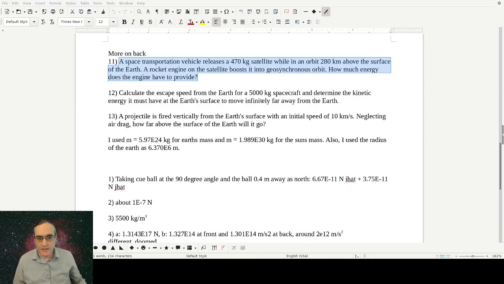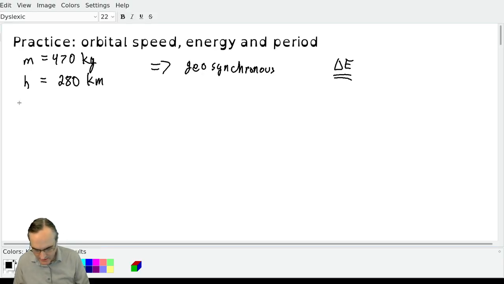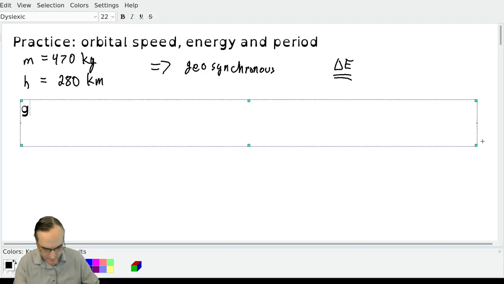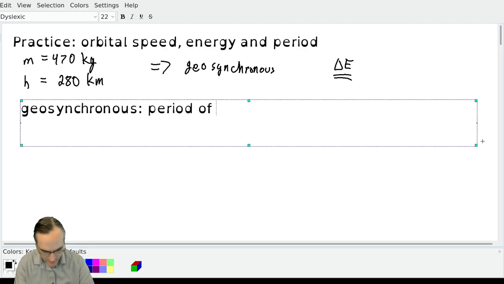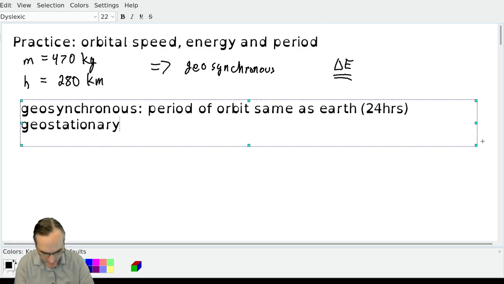All right. So let's talk about geosynchronous and geostationary for a moment. Geosynchronous, period of orbit, same as Earth, so 24 hours. Geostationary is probably what the question actually means, because most geosynchronous satellites end up being put into a geostationary orbit. Now it is just a geosynchronous orbit over the equator.